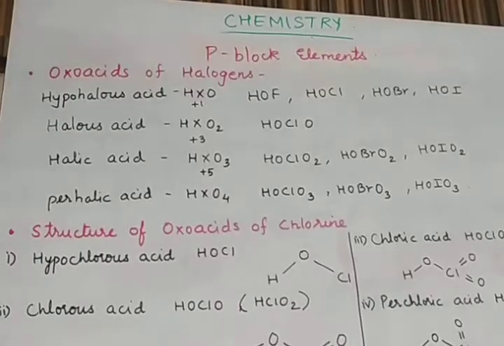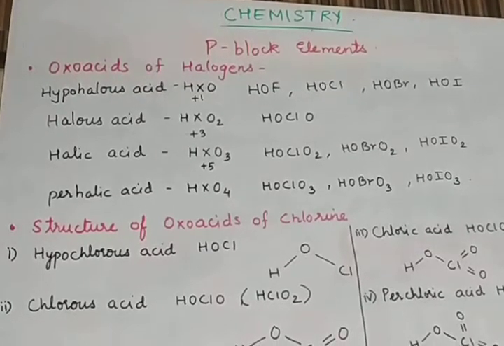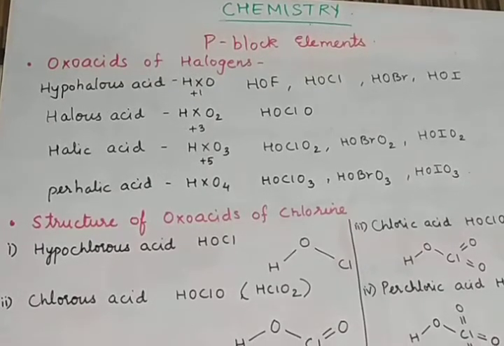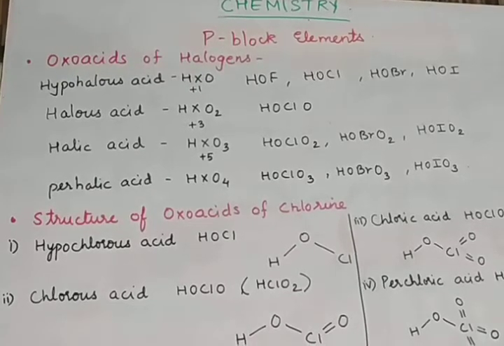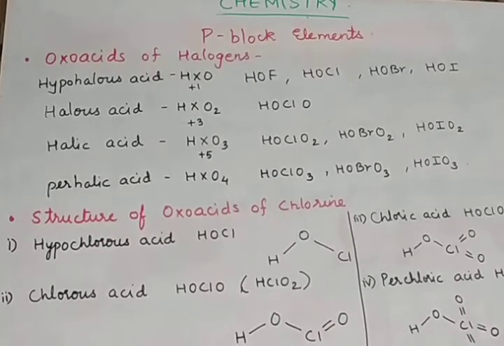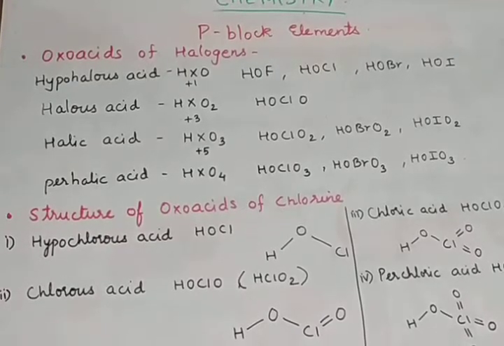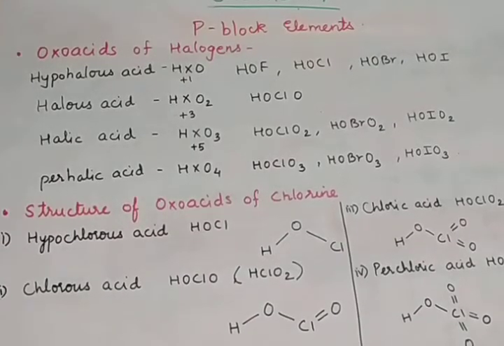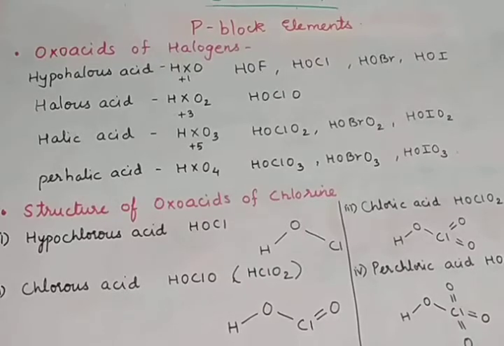In today's part, we are supposed to study the oxoacids of halogens. Oxoacids we have seen for sulfur. In an oxoacid, you must remember that there must be the presence of O and H. An OH bond must be formed and connected to the element that is forming that oxoacid.